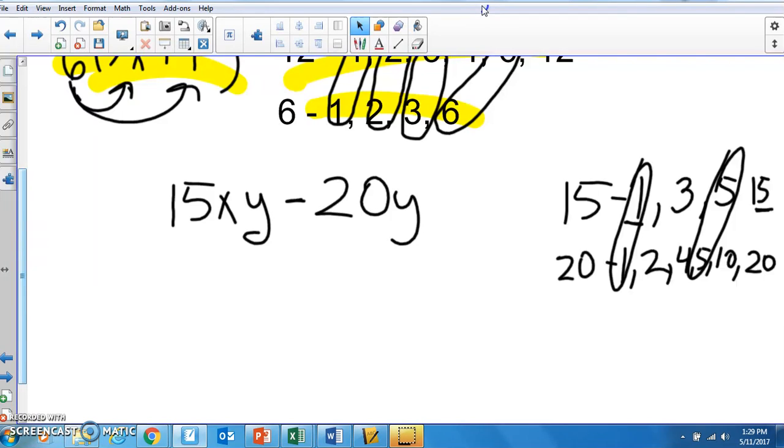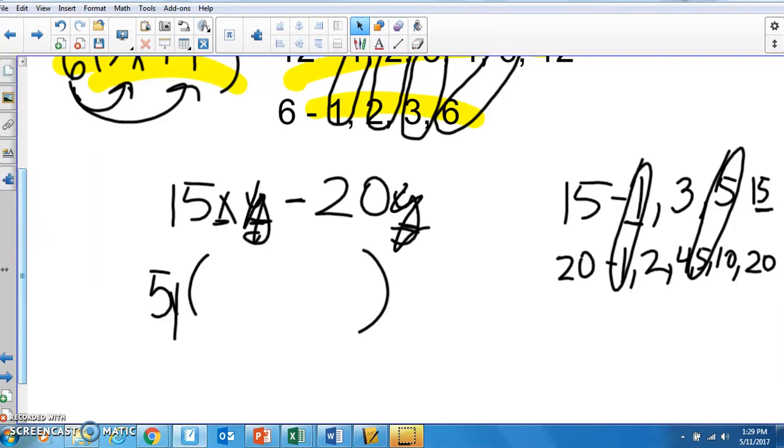So what I'm going to do is take that 5 and put it on the outside. But you'll also notice I have a variable here, and I have a variable here. If you have a common variable in each term, in this case I have a y and a y, I'm going to take that variable and put it on the outside. So that's going to basically wipe it away here.